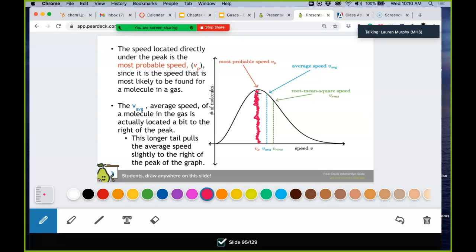The average speed is slightly off of the tip of the peak of the curve, and the reason is because my curve is not symmetrical, and there's a little bit extra area over here, so it's actually shifted a little bit to be the average, not perfectly at the peak. Now, if this was a perfectly symmetrical curve, the most probable speed and the average speed would be the same thing, but because the curve is not symmetrical and has a little extra area around here, the average is slightly shifted. Okay.